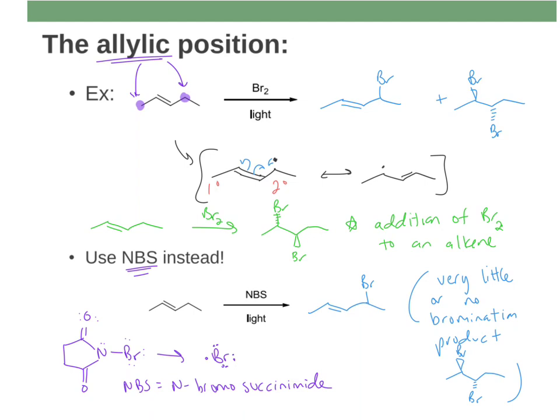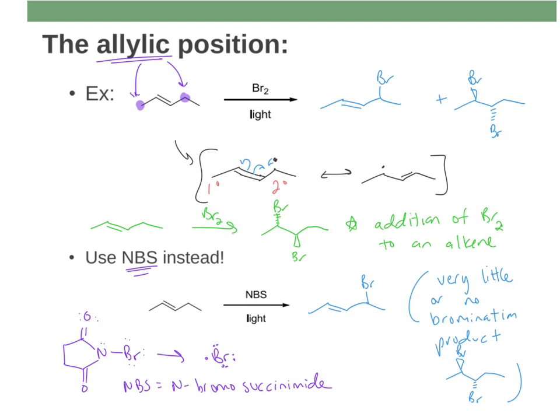But NBS is a way to get bromine radical that doesn't involve Br2. And if you don't have Br2, you can't do the bromination of an alkene. So it's kind of a nice reagent. You're almost certainly going to see it. It's written out as NBS, or you might see the whole molecule drawn out like I have down here in the bottom left. That's what the molecule is.